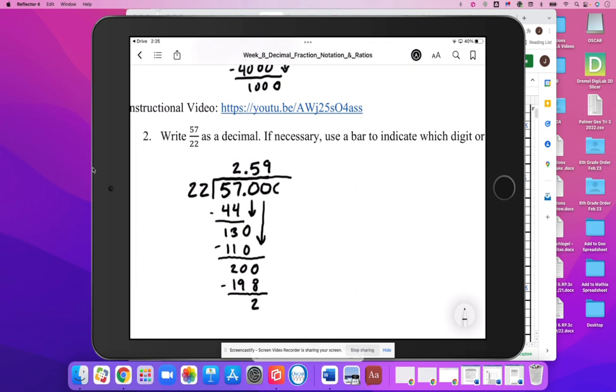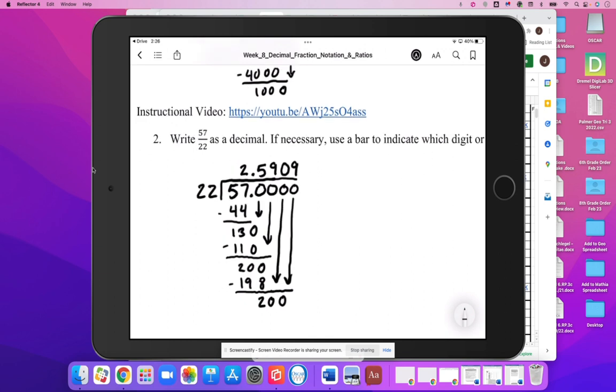And I do need to add another 0. Bring that one down. And so I'm going to get 20. And 22 does not go into 20, so I get 0. Now I need to add another 0. Bring that one down. And 22 goes into 200 9 times.